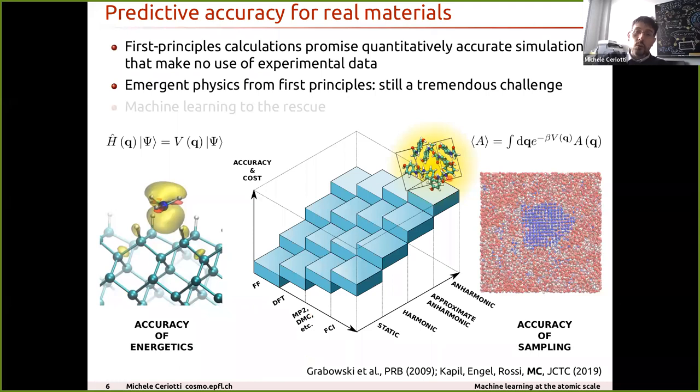And so if you really want to get quantitative accuracy, it's not enough to be accurate on the electronic structure side. You also need to be accurate in sampling. And this means that, for instance, you need to collect enough statistics to sample all of the different pathways that can contribute to a phase transition.